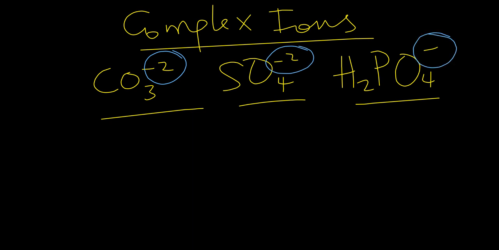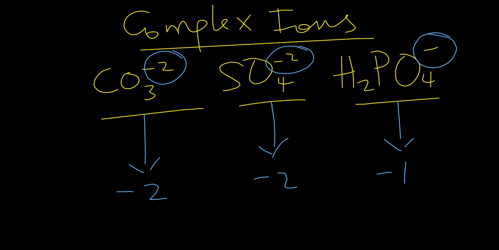So the charge of the carbonate here is minus 2. The charge of this sulfate is also minus 2. The charge of this phosphate, the type of phosphate, will be minus 1. So it's very important for you to remember that these complex ions also have charges, and their oxidation numbers are the charges on them. As simple as that.